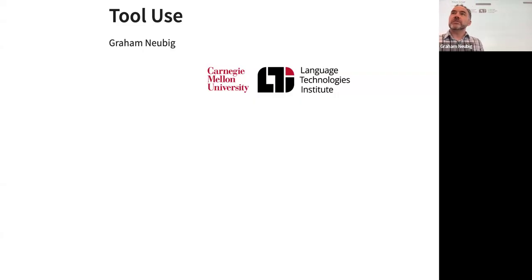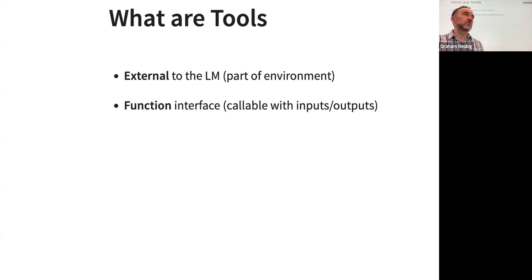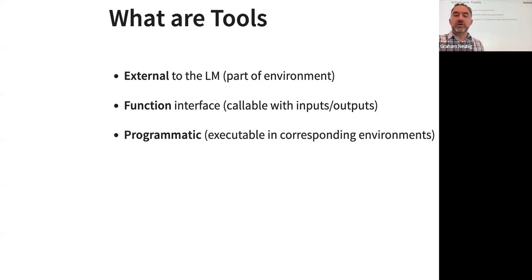Okay, so this time I'm going to talk about tool use. The basic idea is that we want to provide the agent with tools that it can use. In terms of the definition of tools, we're talking about things that are external to the LM, part of an environment that the LM is placed in, and they have a functional interface. We think of them as functions in a programming language, callable with input parameters and output that you get from them. They're generally executable as programs.